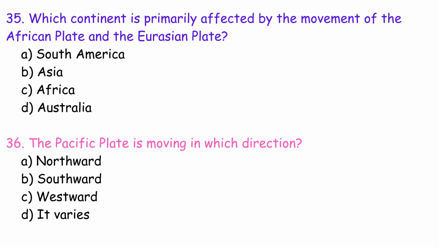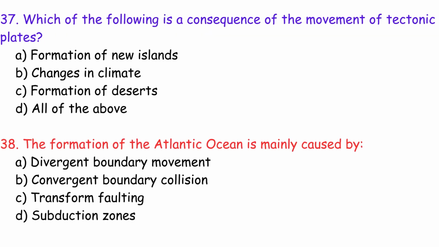36. The Pacific plate is moving in which direction? A. Northward. B. Southward. C. Westward. D. It varies. 37. Which of the following is a consequence of the movement of tectonic plates? A. Formation of new islands. B. Changes in climate. C. Formation of deserts. D. All of the above.